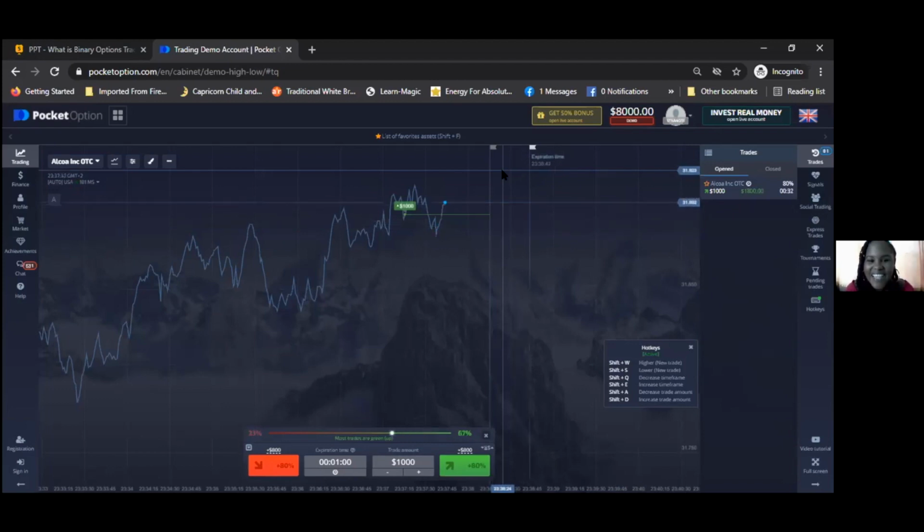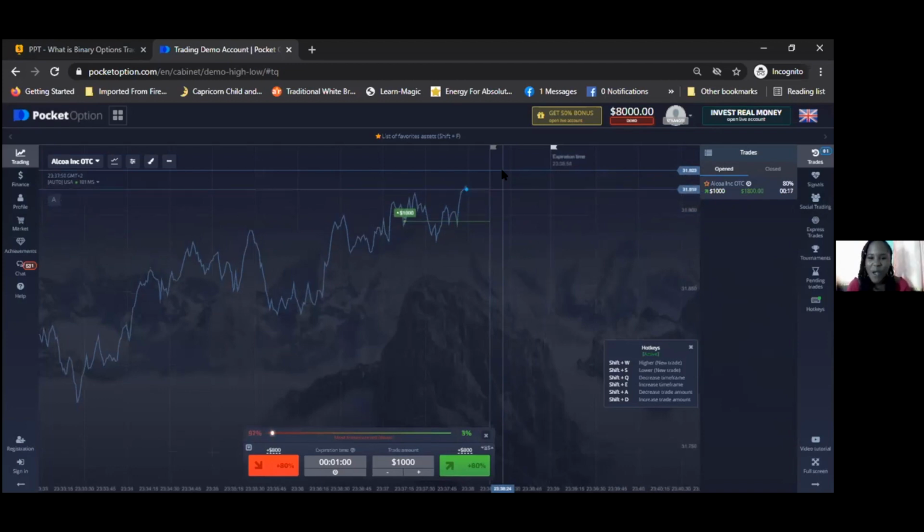Yes, Alcoa, let's go. Woo! Let's go. Now, guys, your energy is very important when trading binary. It's very, very important. Let's go. Come on, give it to us. Yes, baby. Give it to mama.